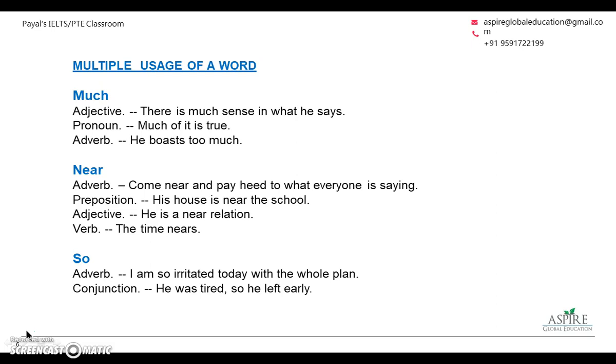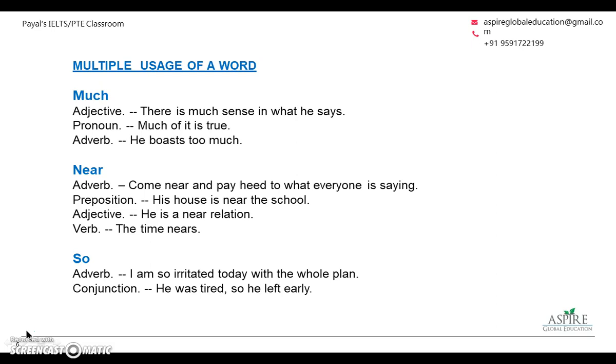Okay, a few more words. Much. There is much sense in what he says. So much is describing the word sense, which is an abstract noun. So therefore it acts as an adjective. Much of it is true. Much is acting as a pronoun. He boasts too much. So the word much describes the verb boast. So it's acting as an adverb.